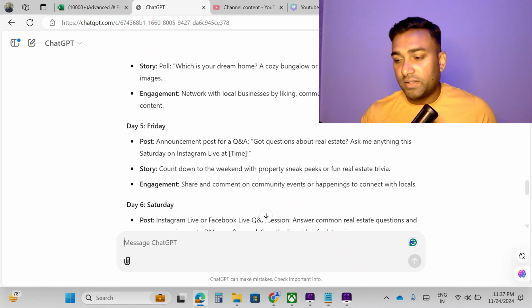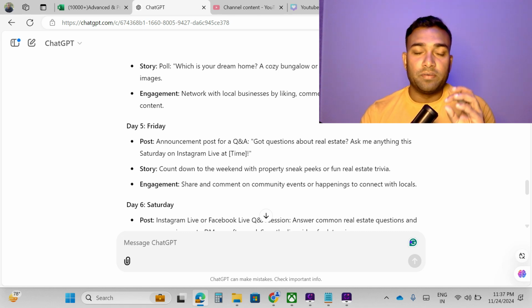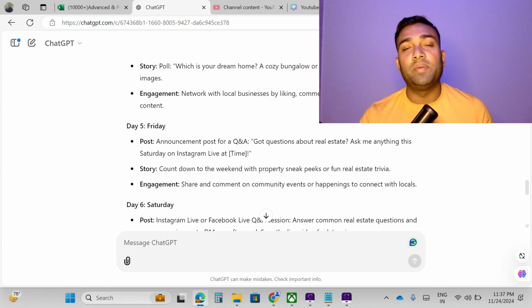So I think you have got the idea how you can use ChatGPT as a social media marketing expert. Now copy this template, paste it, and edit it based on your requirement, and I'm sure you will get the best output out of it.